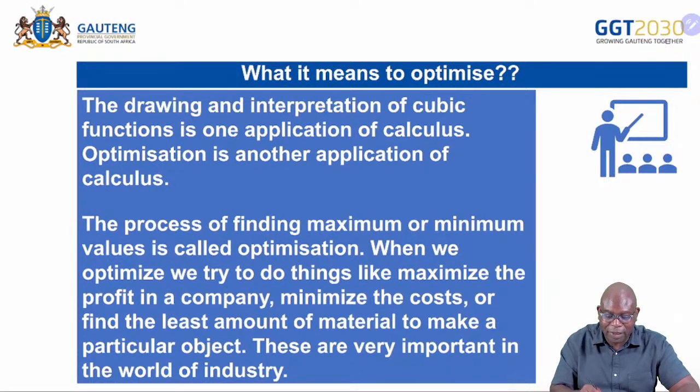Now the process of finding the maxima, this is what we are going to be talking about most of the time, or the minimum values is called optimization. So when we optimize, we try to do things like maximizing the profit in a company, minimizing the costs, or finding the least amount of material to make a particular object. And you'll see in the examples that we are going to be talking to this. These are very important in the world of industry. Remember, we are applying now what we have learned in calculus. We are applying your rules and principles of calculus.